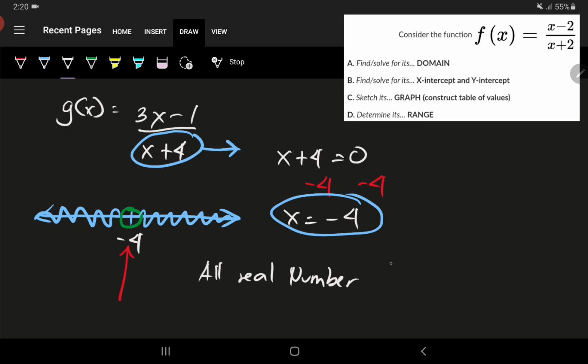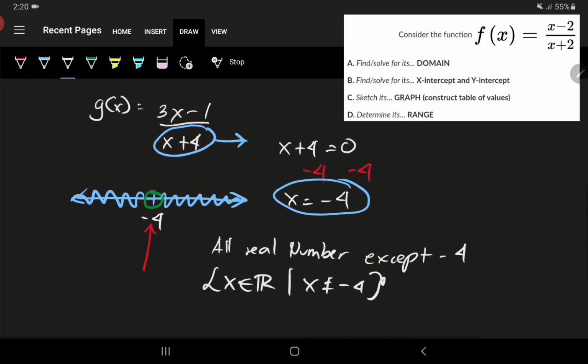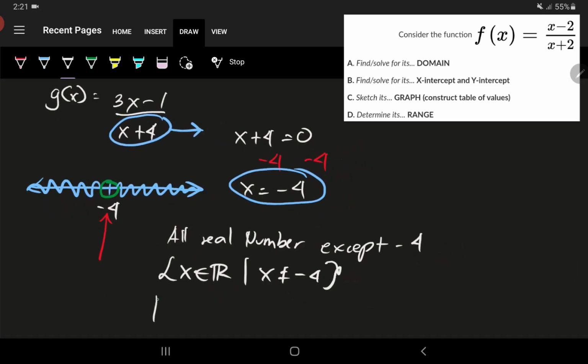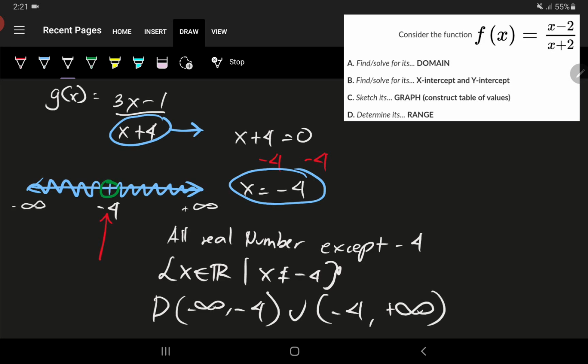So, we will not accept the value of negative 4. Okay? So, pwede mo na siya isulat as the domain: x, or any element of the real numbers such that x is not equal to negative 4. Okay? So, iba naman ginagawa yung ganitong form. We have the domain as, since ina-approach ito yung negative infinity, yung kabilang side naman is positive infinity. So, we have negative infinity up to negative 4, union negative 4 up to positive infinity. Alright? So, that is for the domain.